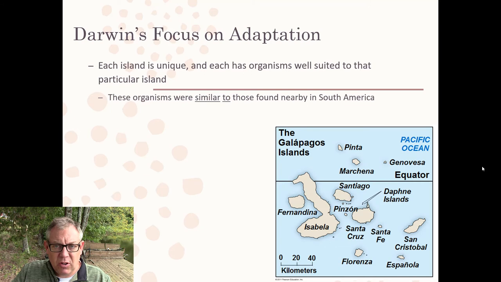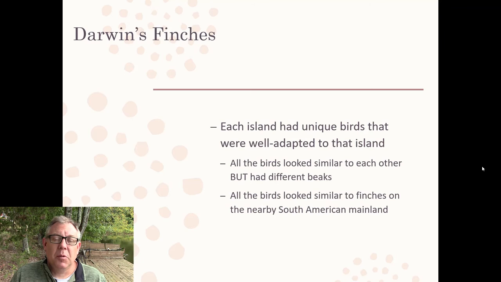And so there's lots of examples, and again, we could spend all day talking about Darwin and his examples. The most famous organisms associated with them are the finches. Each island had unique species of birds that were well adapted to that island. These birds seem to be related because they all look very similar, but they really differed in their beaks. They were the same size and had similar characteristics, but their beaks were very different. But the beaks were different in a way that made them well suited to whatever island they were found on. It's like, that's interesting. How did that happen?